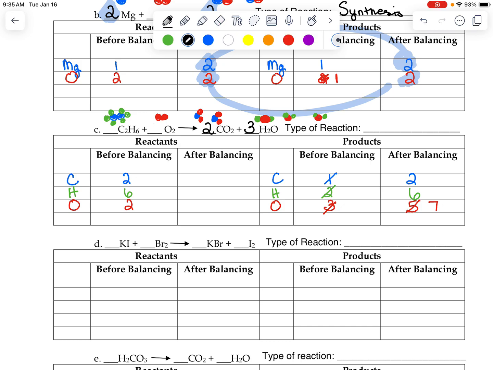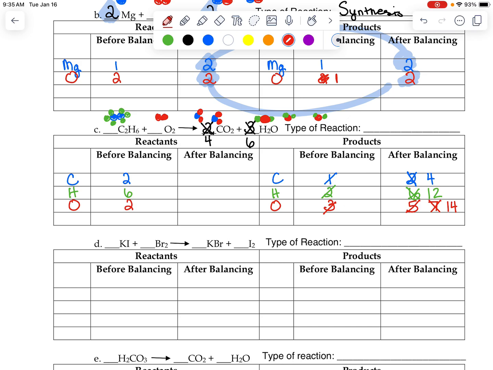So here's the little trick for this guy. We're going to double this to a 4. We're going to double this to a 6. We're going to change our carbon count. We now have 4 carbons. We're going to change our hydrogen count. We now have 12 hydrogens. We're going to change our oxygen count. We now have 14 oxygens, an even number of them.